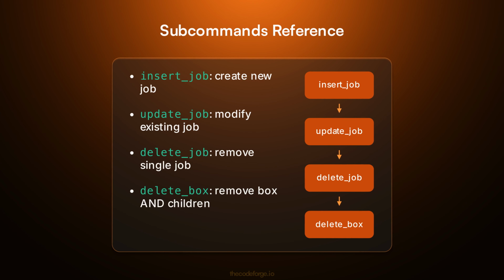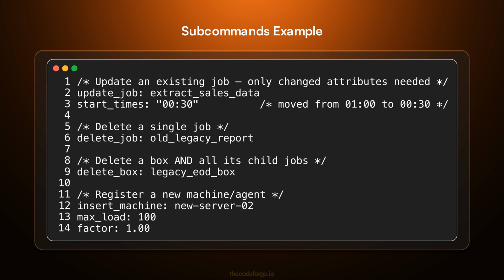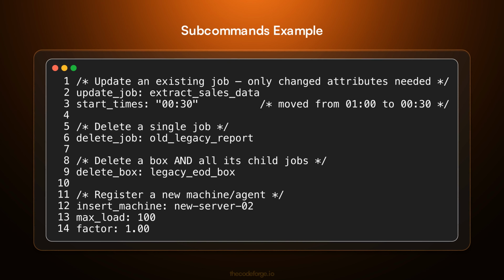These are the most common subcommands. Delete box is the most dangerous. It recursively deletes all jobs inside the box with no confirmation. Notice that update job only needs the attributes you're changing. And delete box deletes the box and all children.